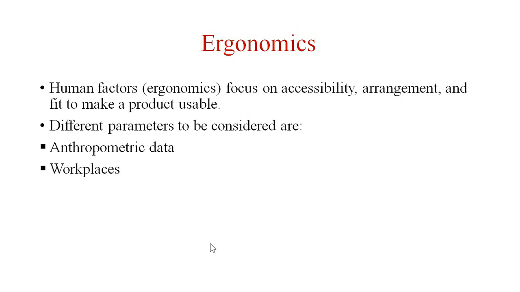In that case, we have to consider some parameters: we have to avoid awkward positions, use normal limb movement to reach, and consider the reach limitations where the product is to be used. Then you have to minimize fatigue, reduce hazards, reduce distracting noise, and control the temperature and humidity. So these parameters are related to the workplaces where our product is to be used.